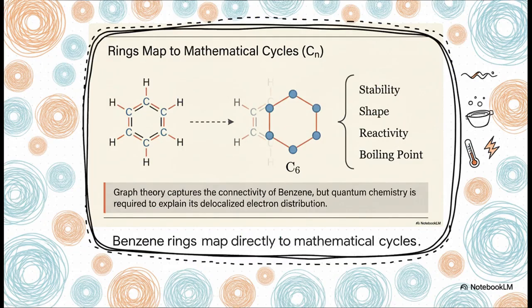And this next bit brilliantly illustrates how shapes translate. One of the absolute most important structures in all of chemistry is the ring, kind of like the 6-carbon ring of benzene. While in graph theory, a closed loop like that is called a cycle. So benzene seamlessly maps to a mathematical cycle of length 6, or C6. So why do we care? Because being able to mathematically define these cycles lets us predict massive physical properties. We're talking about predicting a molecule's stability, its overall shape, its reactivity, and yes, even its boiling point.